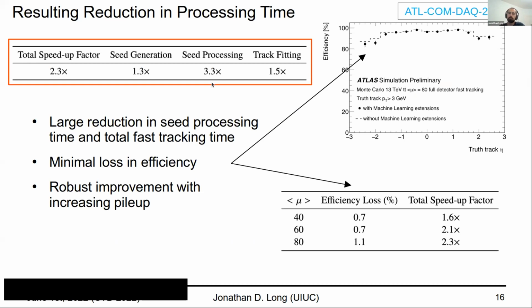And it has a pretty small loss of efficiency. You can see this in the top right. This is the efficiency versus the truth track eta. And you really just see a small difference at large pseudorapidity. And this is also summarized in the table here, where it's about a 1% loss for about a two times speed up factor, which is robust for increasing pileup, which is of course important when we're running the full scan tracking. So a nice speed up there.